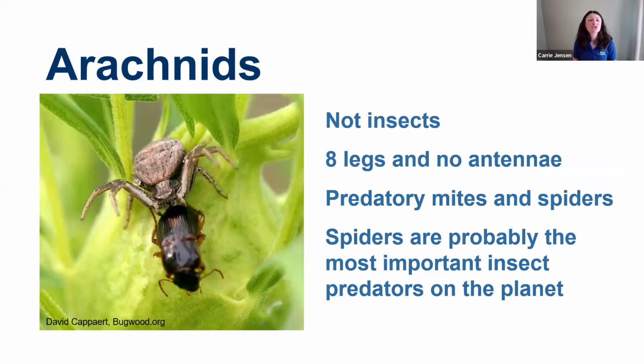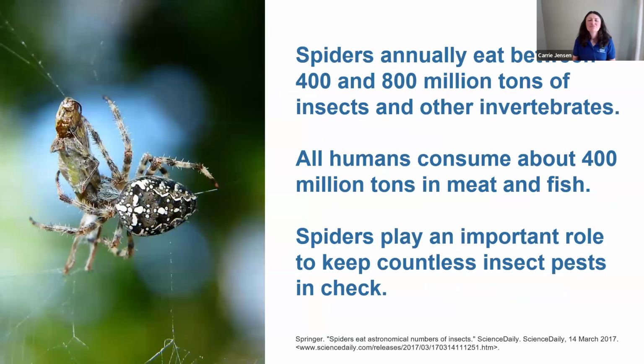I also wanted to mention arachnids or spiders. Even though they're not insects, they have 8 legs and no antenna. And they do include predatory mites as well as spiders. But they are the most important predators on the planet when it comes to controlling insects. So not only do we have beneficial predatory insects that eat other insects, but the spiders, they're the real guys that do biological control in your garden.